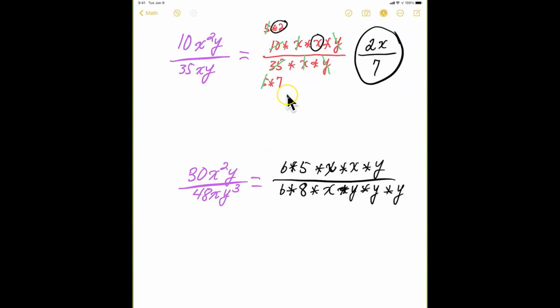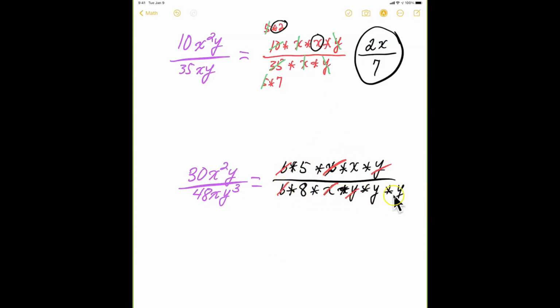And now, since we let the numerator go first last time, let's start with the denominator this time. And denominator is asking, do you have any 6's? Yes. Do you have any x's? Yes. Do you have any y's? Yes. Do you have any more y's? Go fish. Okay, then it's the numerator's turn, and he's left with a 5.